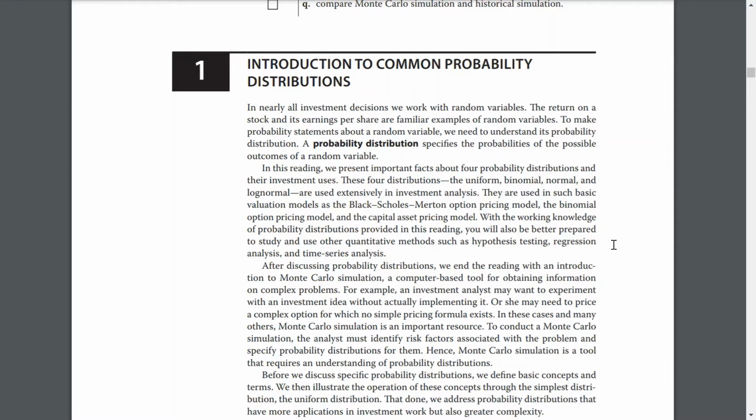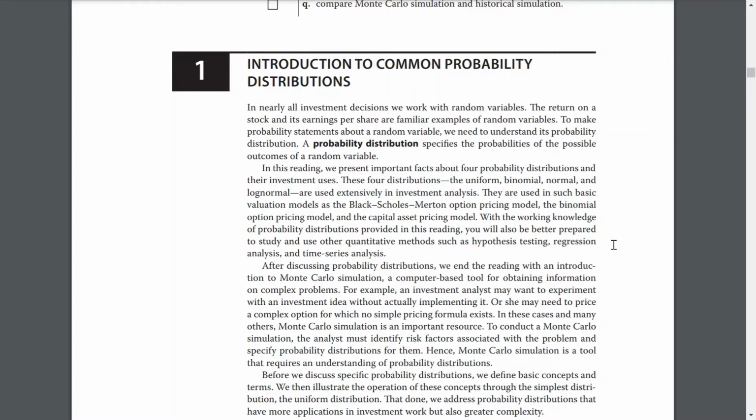These four distributions, the uniform, the binomial, the normal, and the lognormal, are used extensively in investment analysis. They are used in such basic valuation methods as the Black-Scholes-Merton option pricing model, the binomial option pricing model, and the capital asset pricing model. With the working knowledge of the probability distributions provided in this reading, you will also be better prepared to study and use other quantitative methods such as hypothesis testing, regression analysis, and time series analysis.